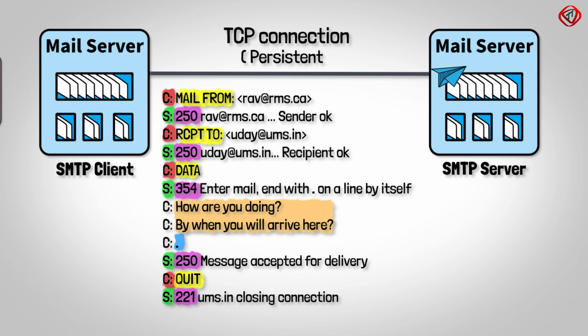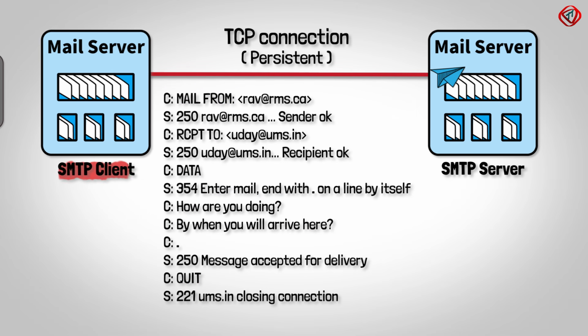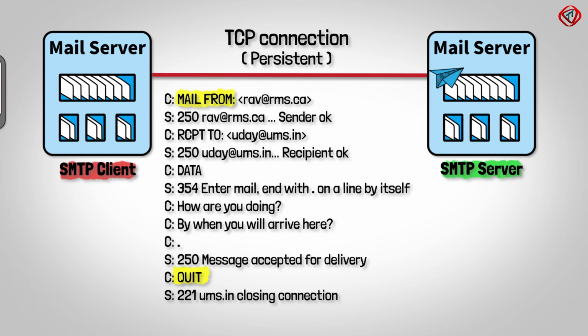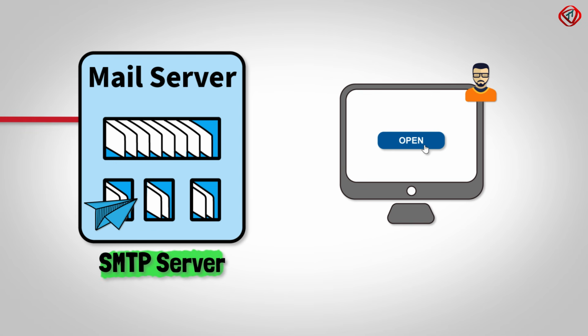SMTP uses persistent connections, meaning it keeps the TCP connection open to send multiple emails to the same mail server without reconnecting each time. If the SMTP client has more emails for other recipients on the same mail server, it reuses the connection and starts a new email transfer from the MAIL FROM command. The SMTP client only sends the QUIT command when all emails have been delivered to close the connection between the mail servers. Uday's mail server stores the email in Uday's mailbox, where it waits until he checks his inbox.